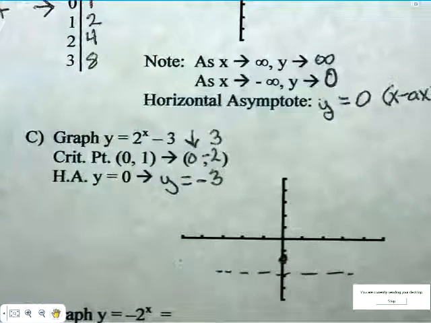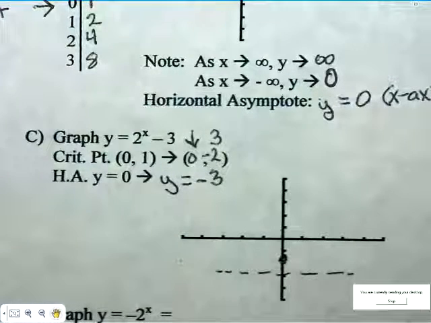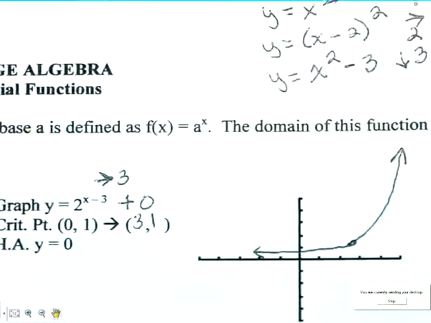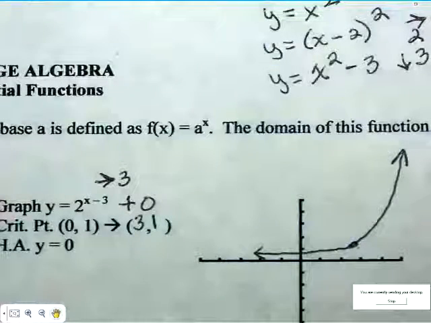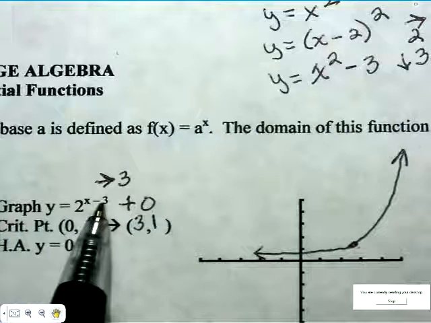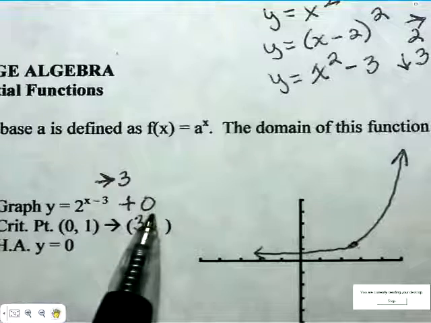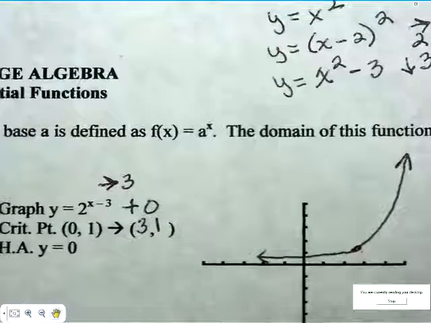Yes, sir. Then why on B? We did move it horizontally. We didn't move it vertically because there was no constant added after the exponentiation. So you're only going to have to change that after. What's added or subtracted in the exponent is your horizontal shift. What's added or subtracted after the exponentiation, that's your vertical shift.